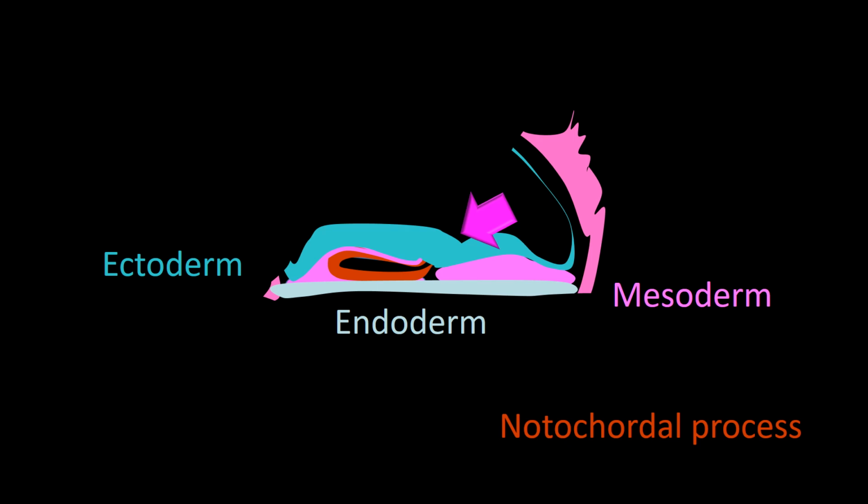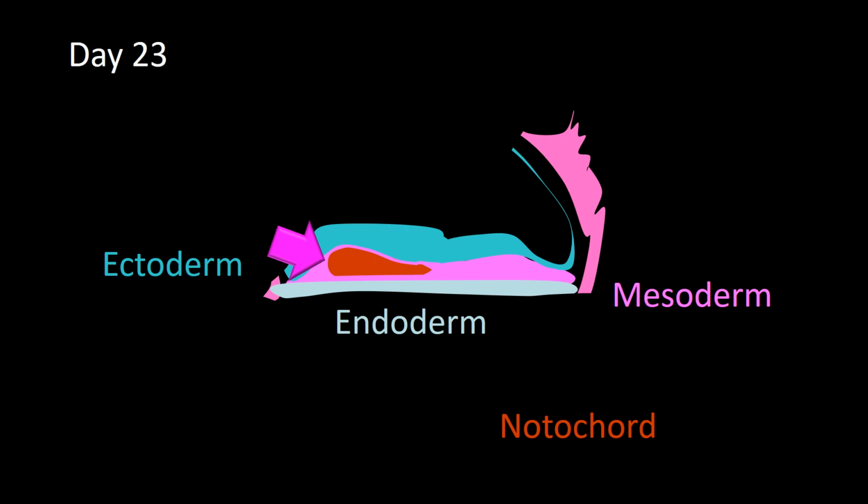Once the connection is closed and the notochordal process is no longer hollow, the notochordal process changes name and then it is called the notochord. This is the state present on day 23.